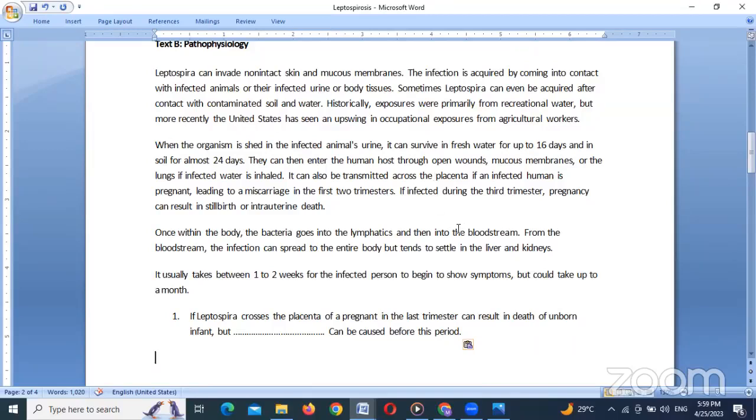If an infected human is pregnant, it leads to a miscarriage in the first two trimesters; if infected during the third trimester, the pregnancy can result in stillbirth. So what is your answer? Stillbirth or intrauterine death. Very good, excellent. So your answer is stillbirth or intrauterine death.